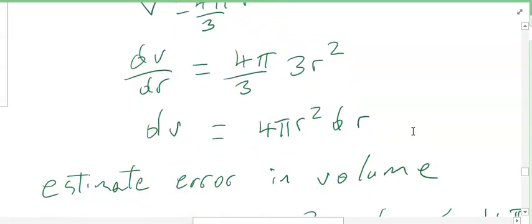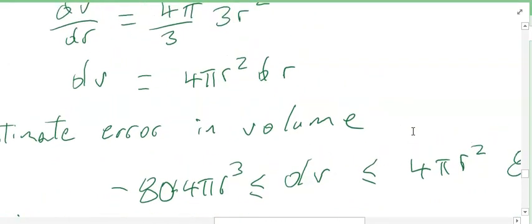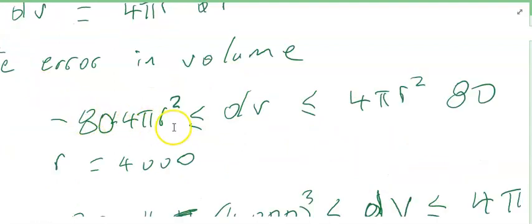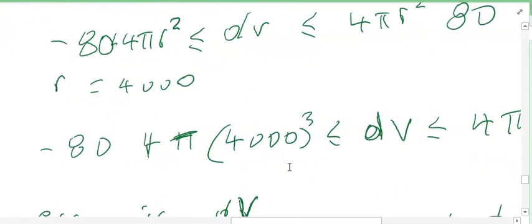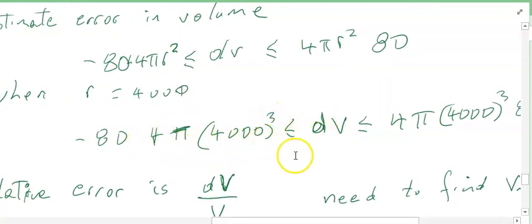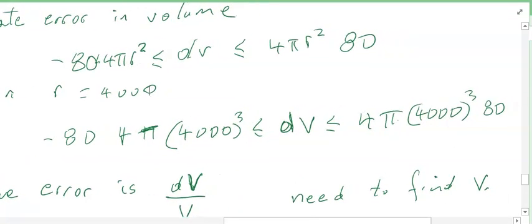So the estimated error in the volume then, plugging in some numbers, would be negative 80 times 4 pi r squared, because of dr. So dV is 4 pi r squared times 80. We need a value for r, so let's just use the 4,000 that we're given right there. So plug in all of these things. We have negative 80 times 4 pi 4,000 squared, to 4 pi 4,000 squared times 80.